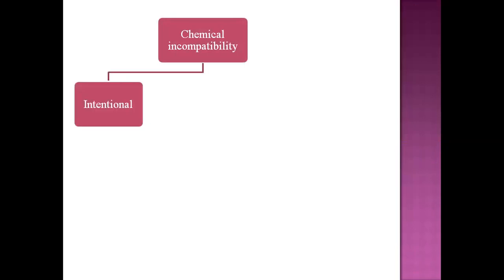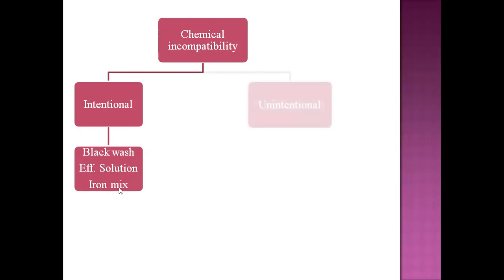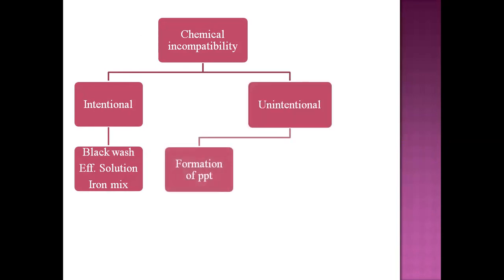Okay. So, chemical incompatibility, intentional: black wash. This is mercuric chloride that was added to calcium hydroxide for treatment of syphilis. Effervescent solution: citric and tartaric acid that were added to carbonates or bicarbonates to load the solution with carbon dioxide. Iron mixture was freshly prepared, ferrous sulfate was obtained. And unintentional: this is formation of a precipitate.